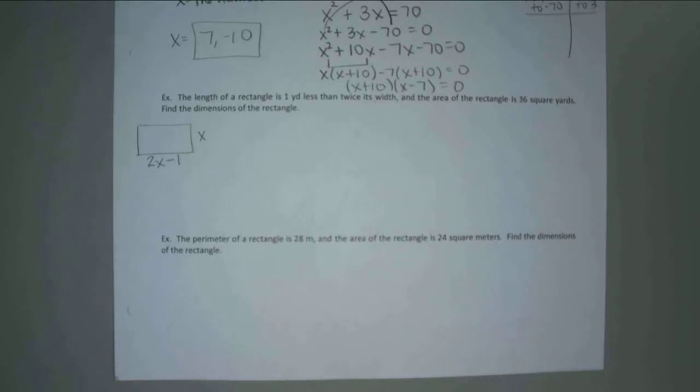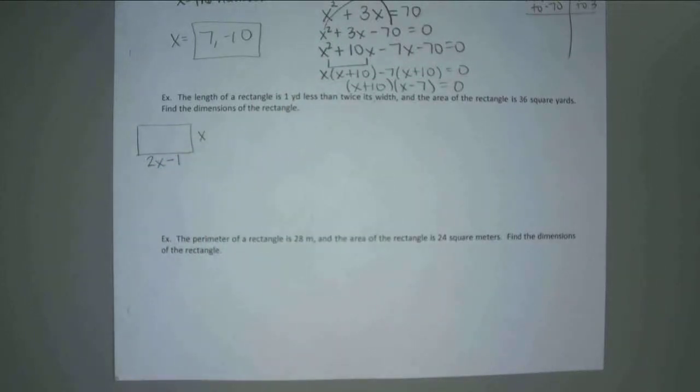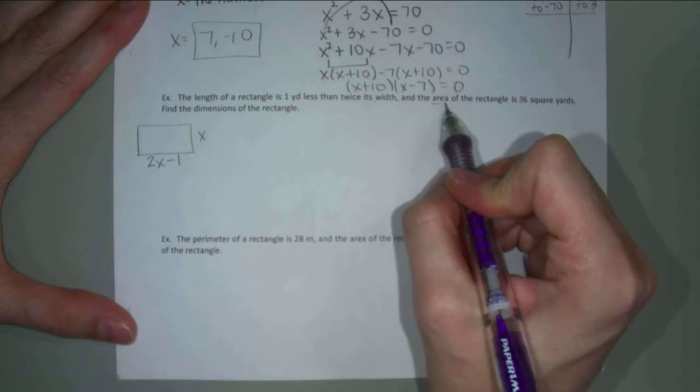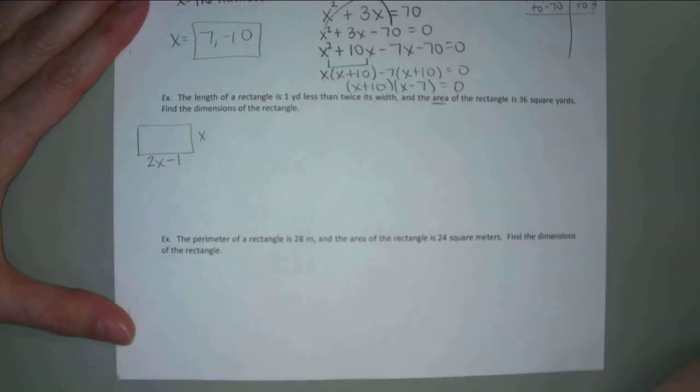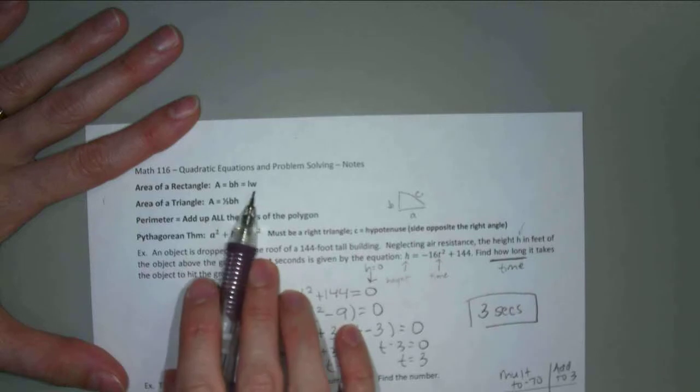So even though we don't know the width or the length, we have them written in expressions, okay? The one last little bit we haven't used is the area. We know the area is 36 square yards. So what are we dealing with? The area of a rectangle. Way up here, it told us the area of a rectangle was length times width.